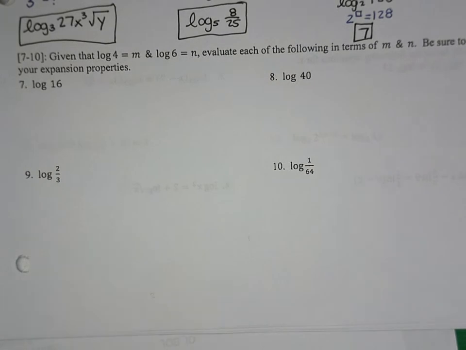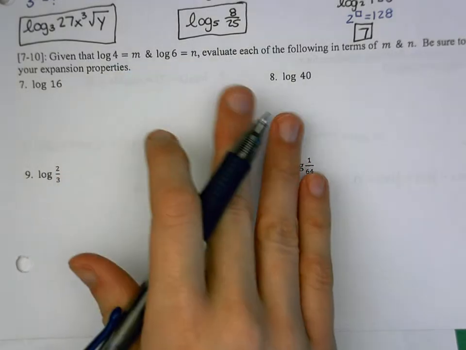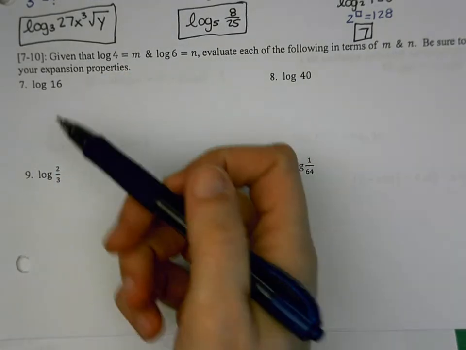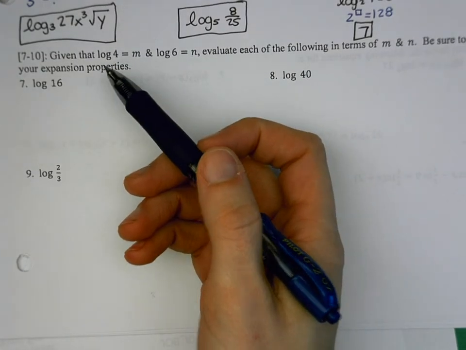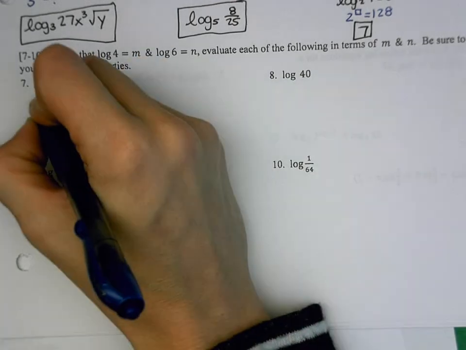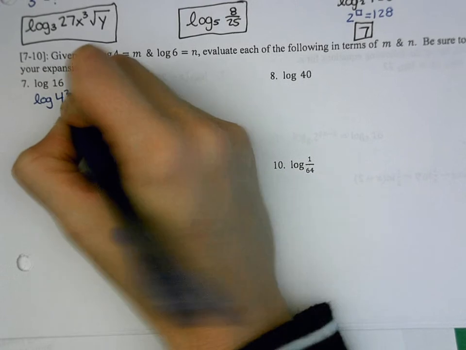So here we go. Number 7, log base 10 of 16. I'm wanting to rewrite these, ultimately speaking, in terms of m and n, so that's the first question. Can I somehow rewrite 16 to be able to see a 4 and or a 6? Well, 16, using my basic math facts here, I know can be rewritten as 4 squared.